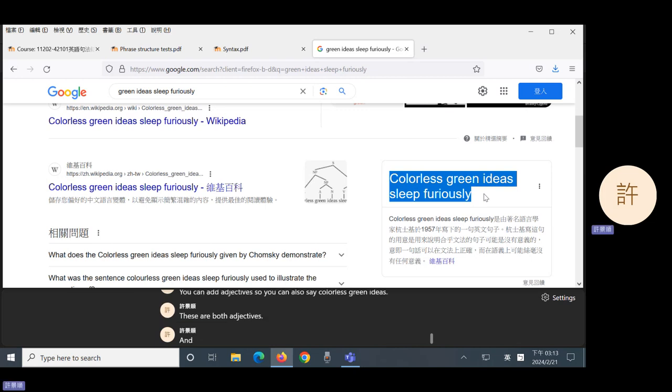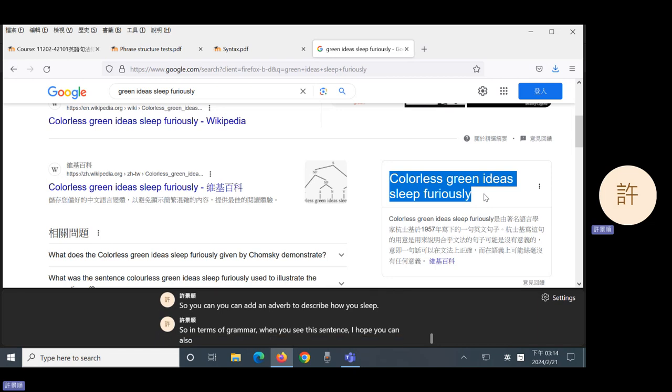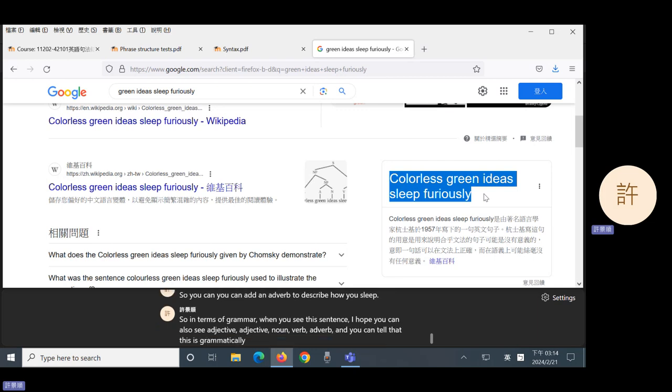And can you use an adverb to modify the verb sleep? Yes, you can. I slept well. I slept poorly. I slept intermittently, which means now and then, not continuously. So you can add an adverb to describe how you sleep. So in terms of grammar, when you see this sentence, I hope you can also see adjective, adjective, noun, verb, adverb, and you can tell that this is grammatically correct.